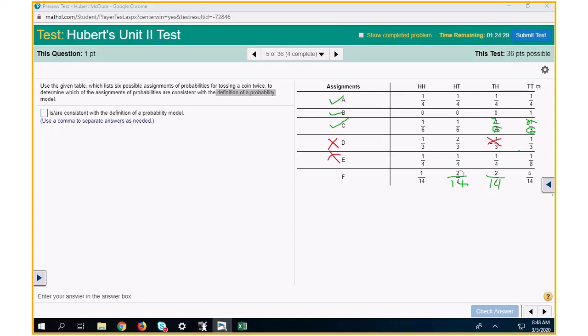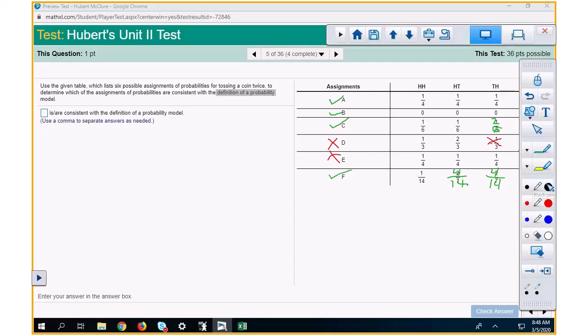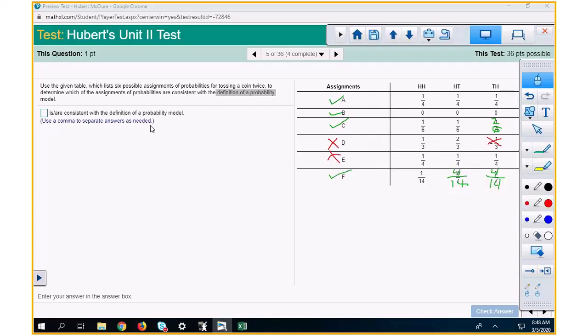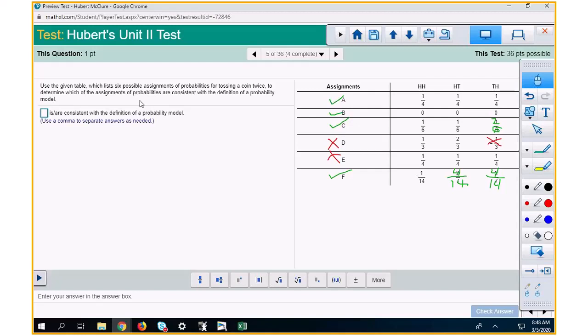7 will go into 14 twice. That'll be a 4. And that'll be a 4. 4 plus 4 is 8. 9 plus 5 is. So that's your answer. And believe you me, this is one of the most missed questions on this probability test because of what? The fractions.